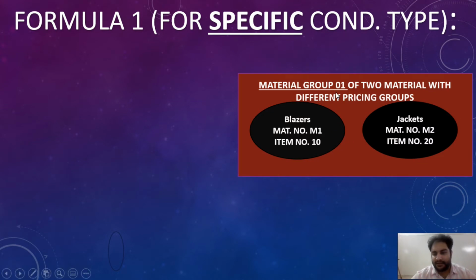Suppose there is one material group 01 of two materials with different pricing groups. That means for blazers the pricing would be different and for jackets the pricing would be different. The material number for blazers is M1 and for jackets is M2. Item number is 10 for blazers and 20 for jackets. But both the items are in the same material group, that is material group 01. I hope there is no doubt in this.